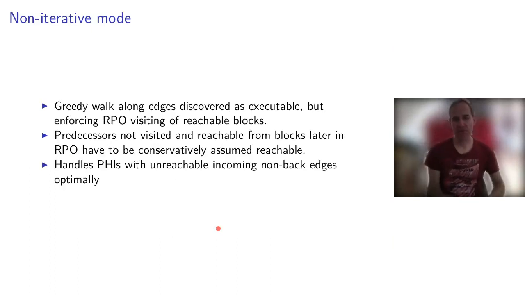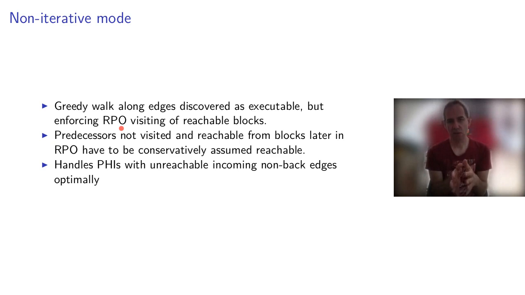So for the non-iterative mode, we also compute this special iteration order, but we are only using it as a hint to order a greedy walk. Basically, we start from function entry, and when we can optimize a branch statically, we only go to the edge we know is executable. And if we ever reach a block where there is an incoming edge that we did not yet visit, which basically happens for loops, then we take conservative measures and force all the unvisited expressions that flow through that edge, which in SSA will always be via phi nodes, to have an unknown value, right?